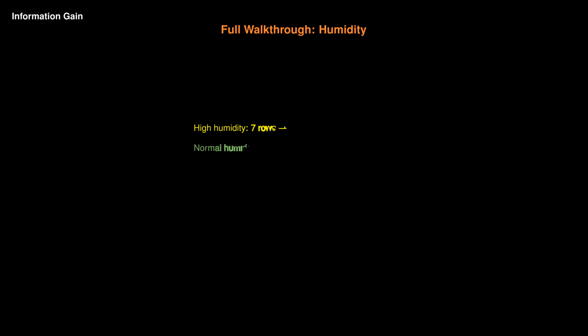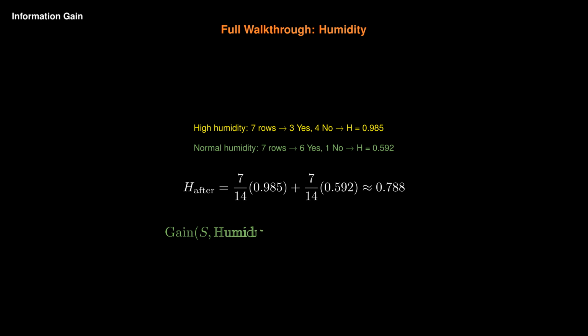Let's do one more walkthrough. This time for humidity. High humidity appears in 7 rows, 3 yes and 4 no. Entropy about 0.985. Normal humidity also has 7 rows, 6 yes and just 1 no. Entropy about 0.592. The weighted post-split entropy is about 0.788. So information gain for humidity is 0.940 minus 0.788, about 0.152. Useful but weaker than outlook.